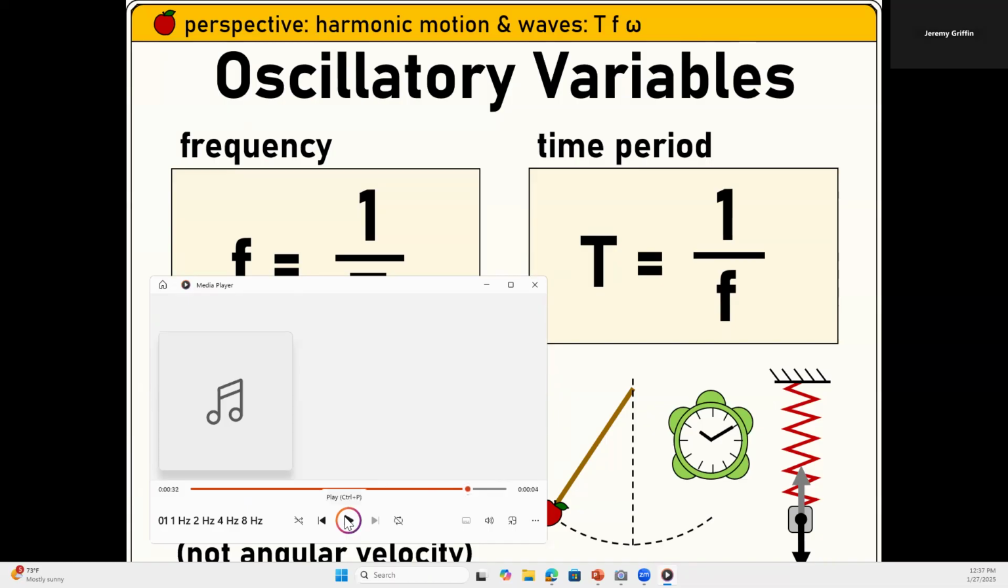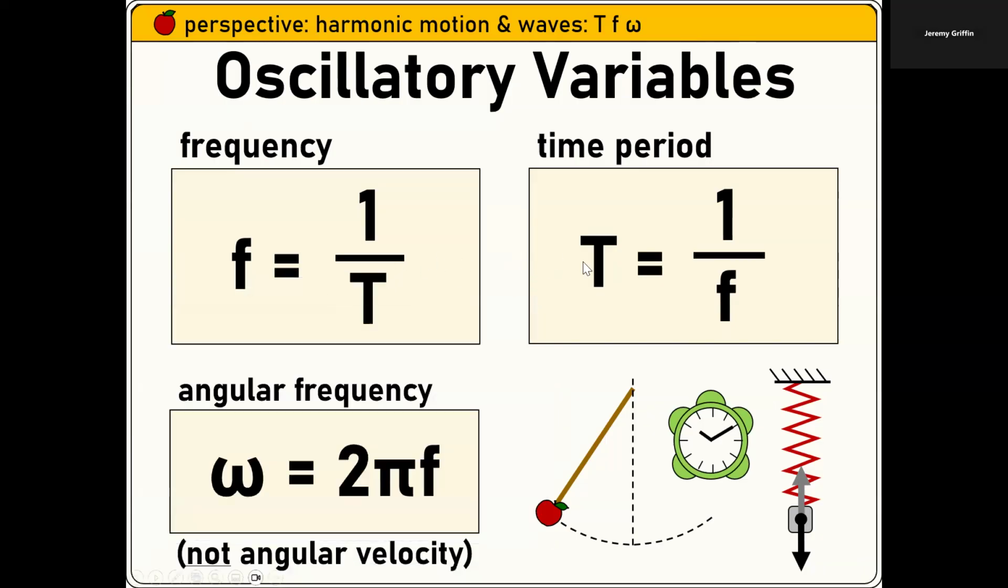Think maybe 8 beats per second, maybe? It looks like I'm doubling it, right? So 8 beats per second, that's a frequency of 8 hertz. And how much time between beats? 1/8, right? Okay, so that's all these two boxes right here.